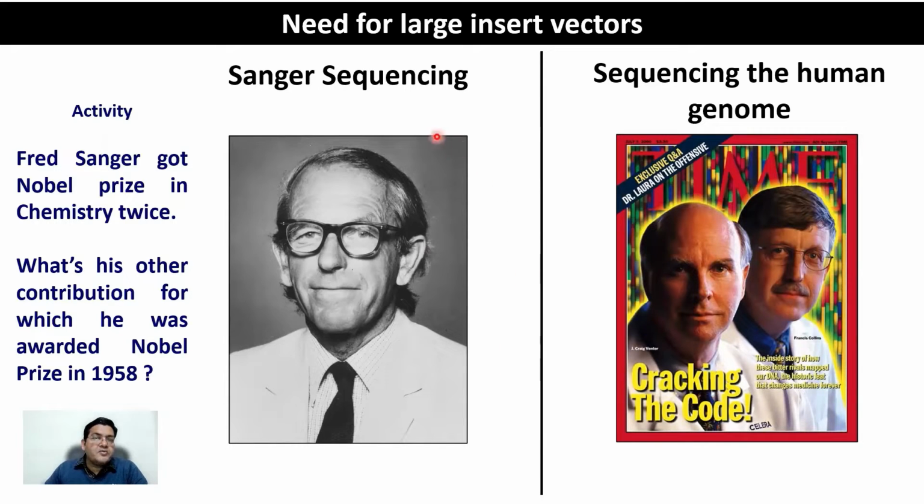So I've already told you that Sanger got the Nobel Prize twice, one of which was for developing the Sanger sequencing technique. The activity that I want you to do is to find out what is the other contribution for which Fred Sanger received a Nobel Prize way back in 1958. So let's now discuss the Sanger sequencing technique first.